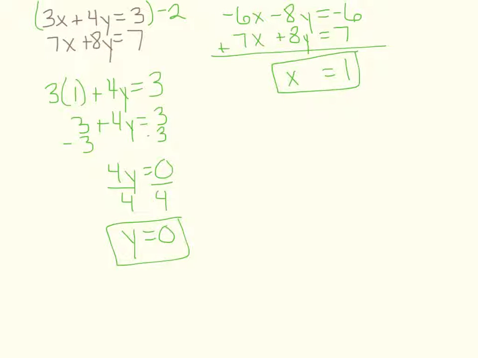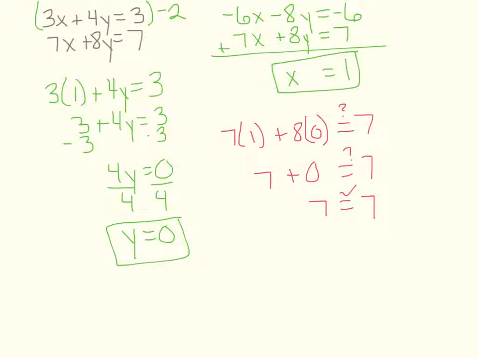Now we can plug both x and y into the other equation to check. So 7 times 1 plus 8, instead of y we put 0, should equal 7. 7 times 1 is 7, 8 times 0 is 0, so that does in fact equal 7.